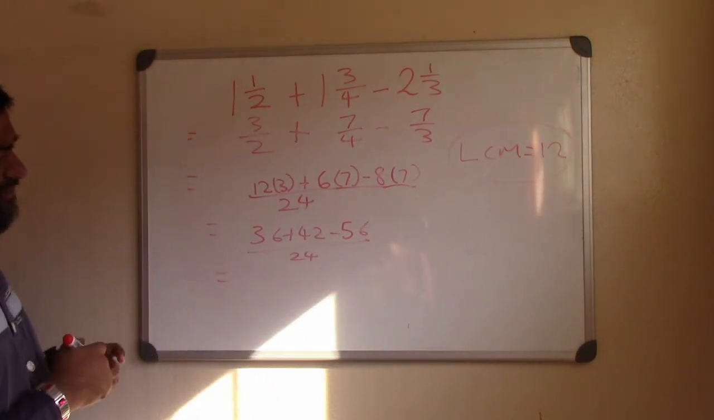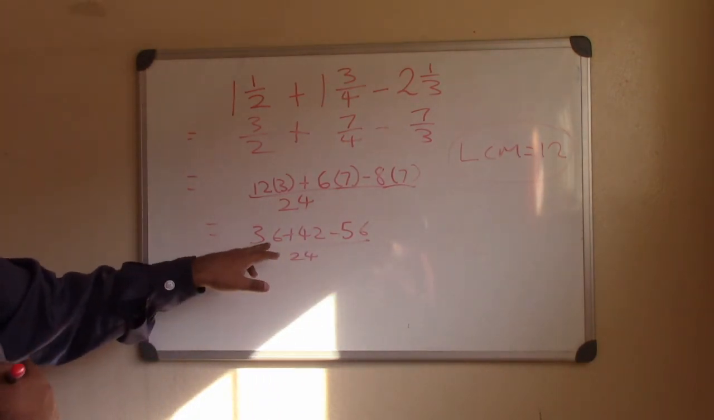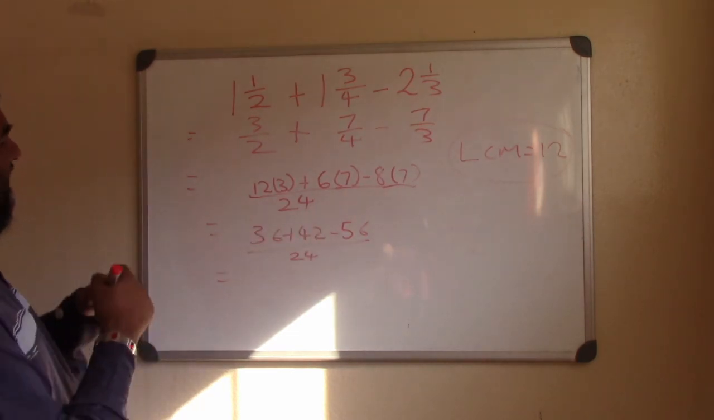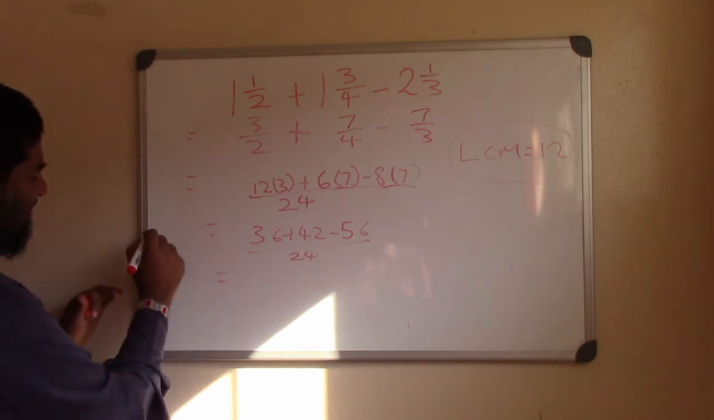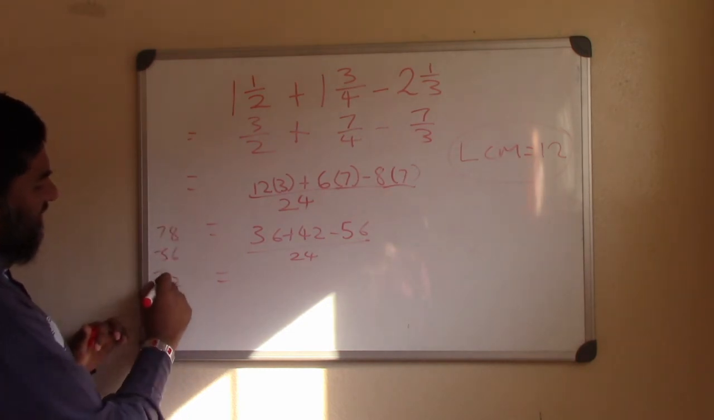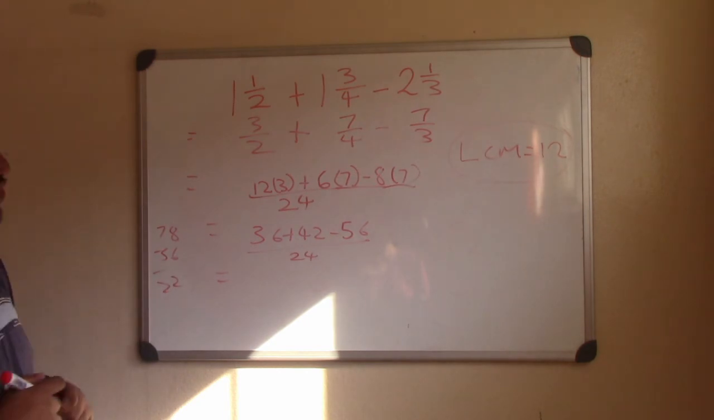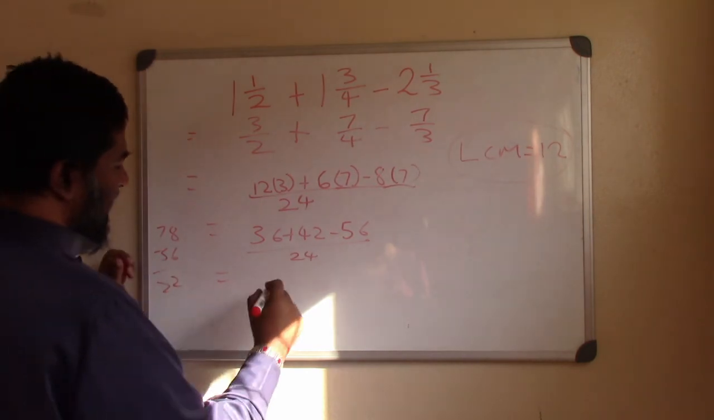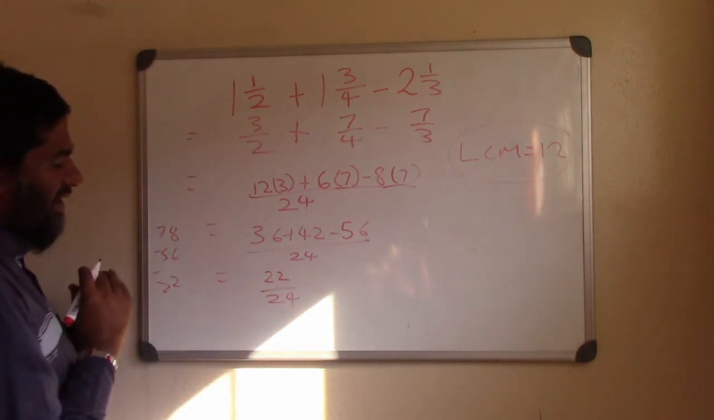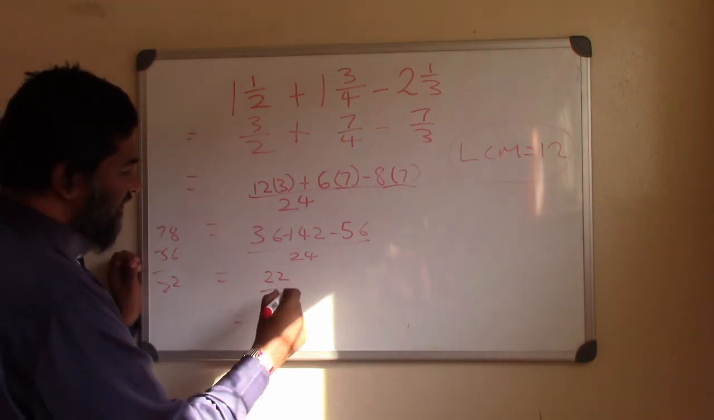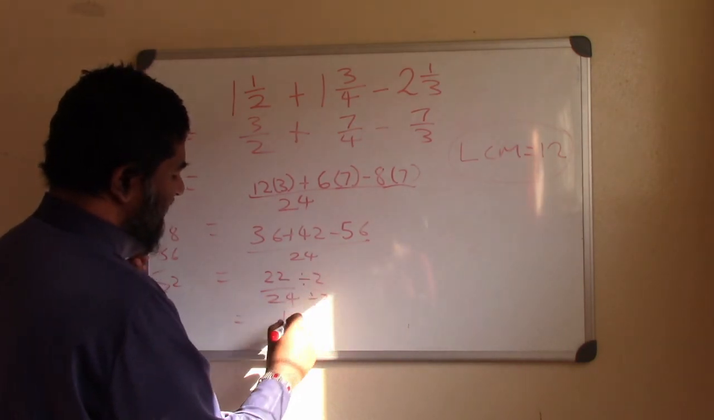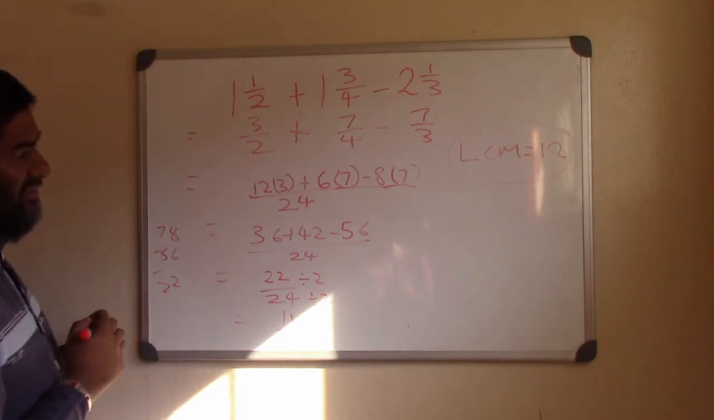That gives me 36 and 42 is 78, minus 56. If I don't know it, I'll just put 78 minus 56 on the side. 8 minus 6 is 2, 7 minus 5 is 2. That gives me 22. So I get 22 over 24. Now I will have to reduce this to its simplest form. So I'll divide this by 2, divide that by 2. That gives me 11 over 12.